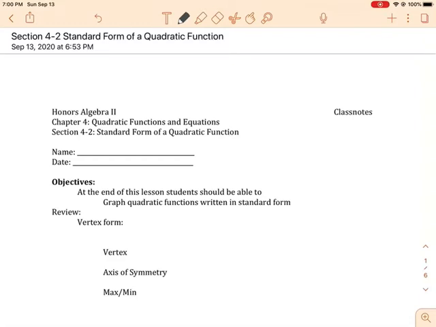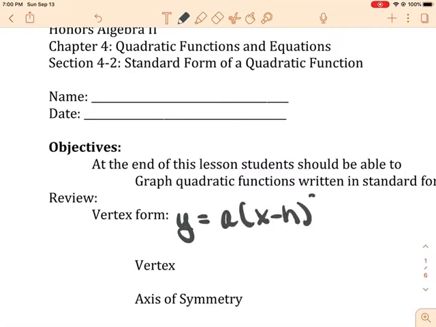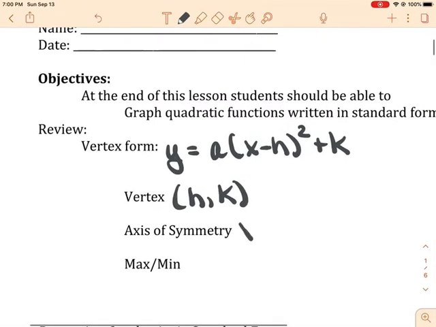So I just want to take a minute and make sure we review our vertex form so you can see the relationship. So let's remember that vertex form is y equals a times the quantity x minus h squared plus k, where the vertex is h comma k. The axis of symmetry is x equals, shall we say, h.